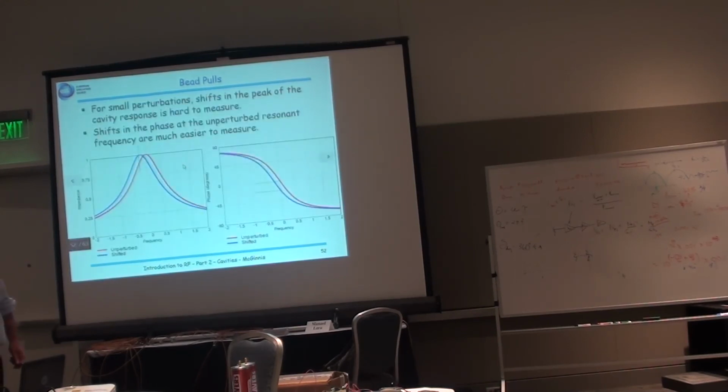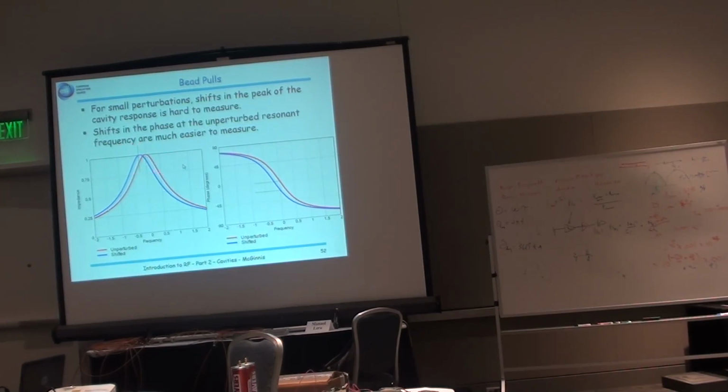Now for bead pulls, I see a lot of people do this all the time. You're going to shift the resonant frequency here. So you can see we're shifting the resonant frequency. Now, what is really the resonant frequency? Is it here? Is it there? There's a bit of uncertainty to it. So if you measure the shift in resonant frequency, if the bead is very light, then this isn't going to shift much.